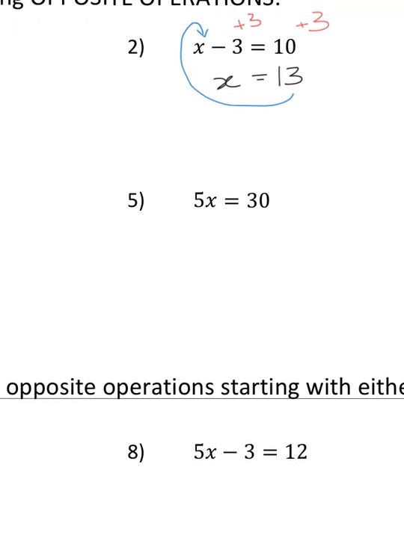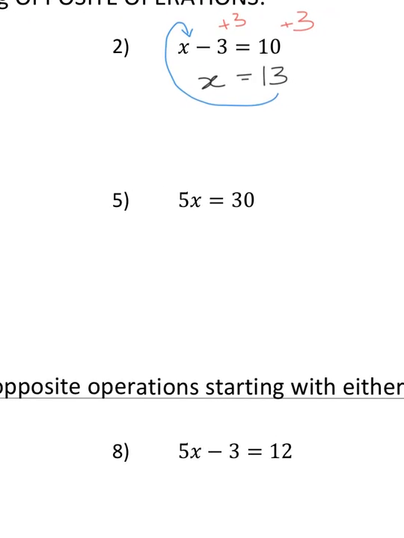Let's try the next one. Very similar. We have 5x, 5 times x equals 30. So 5 times something equals 30. So to figure out what we're going to get for our value of x, we're going to divide out the 5, and whatever I do to one side, I do to the other.